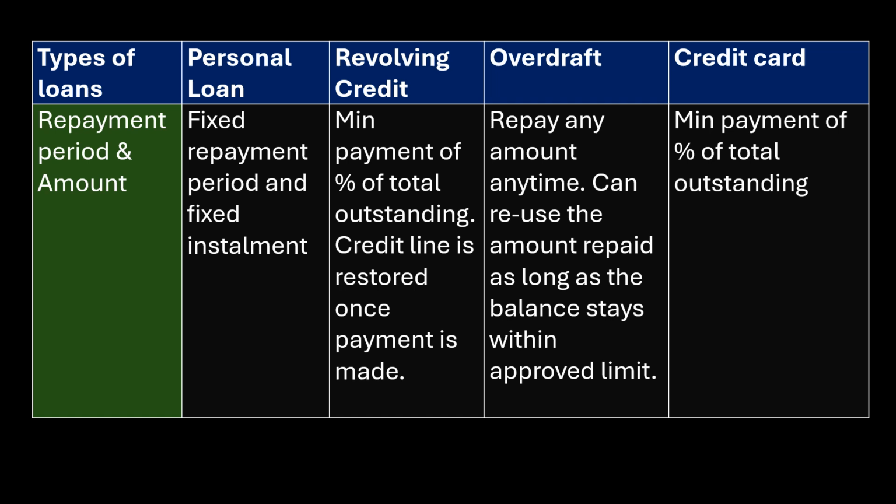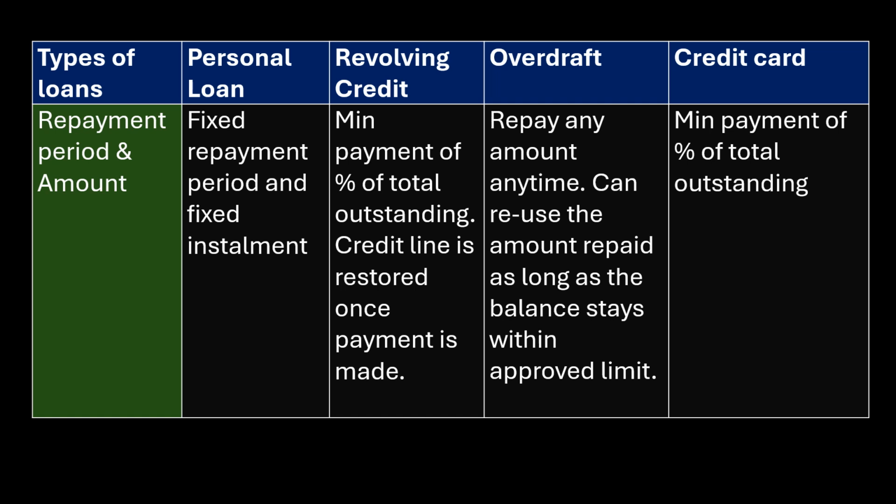Next, we look at the personal loan, the repayment period and amount. The personal loan has a fixed repayment period and fixed installment. So it's like your housing loan, you pay every month more or less the same amount. The period is fixed and repayment will be the same, provided there's no change in the interest rate.